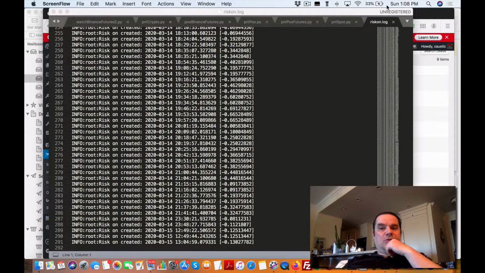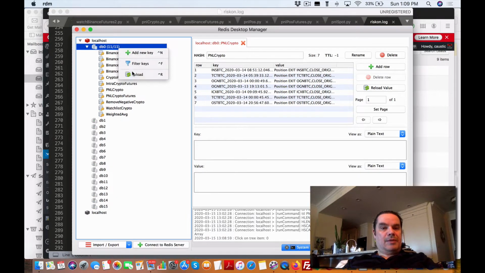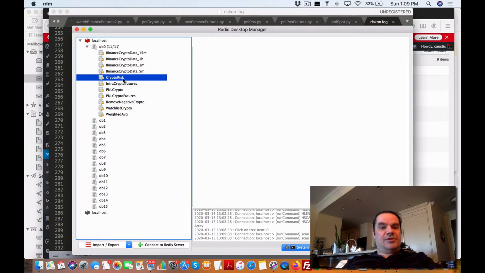I just wanted to show you a metric that I'm using and have used since day one when it comes to crypto. I've built a volume weighted average. If you go into my database here in the Redis, let me just get you the latest info. What I've got here is I have crypto risk.